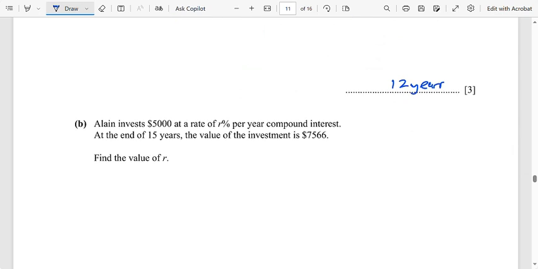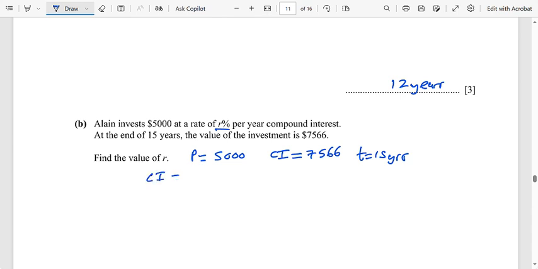Elaine invests 5,000 at a rate of R% per year compound interest. At the end of 15 years, the value of the investment is 7,566. Find the value of R. So in this case, the percentage has changed. So we are investing 5,000 and our value of investment in the compound interest setup, we have 7,566. Time is equal to 15 years.